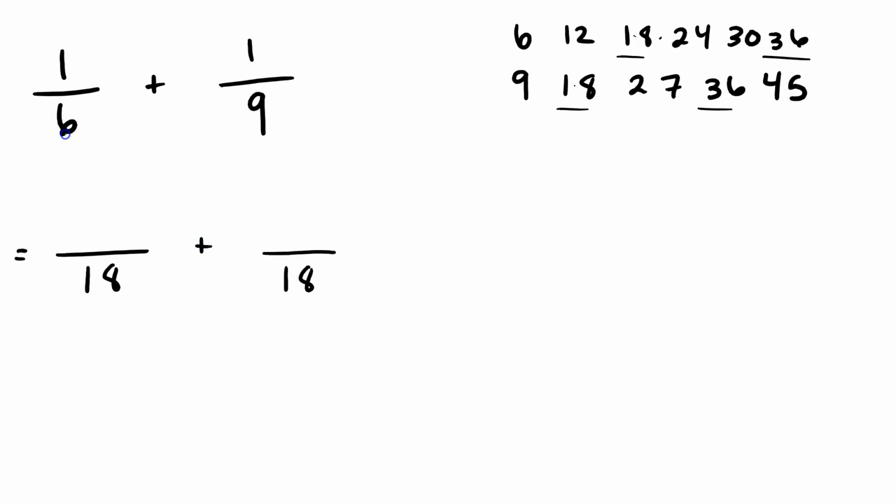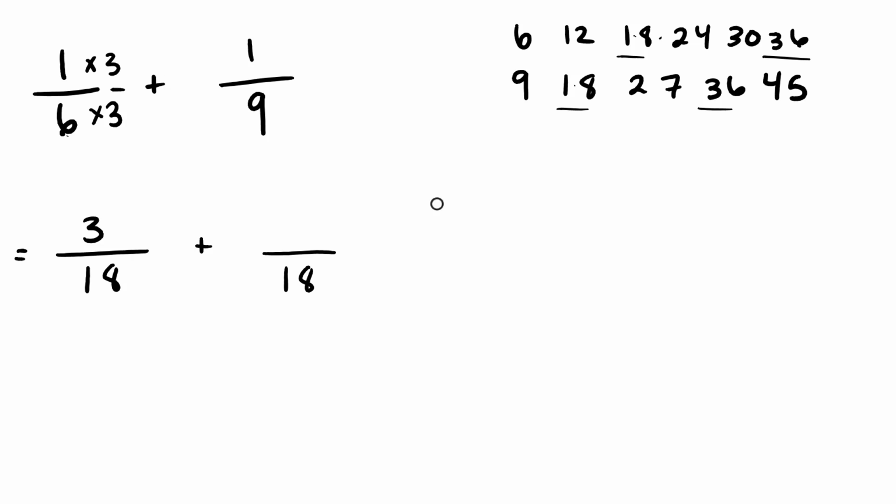So what do I need to multiply 6 by to get 18? 1, 2, 3. So multiply 6 by 3, and multiply 1 by 3. So 1 times 3 is 3. So 1/6 is the same thing as 3/18. Try it out on your calculator.